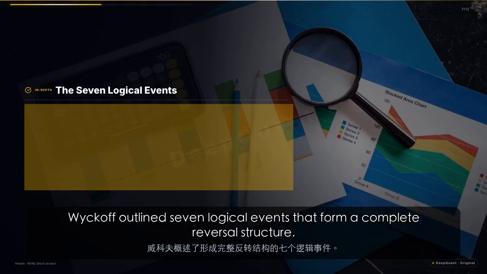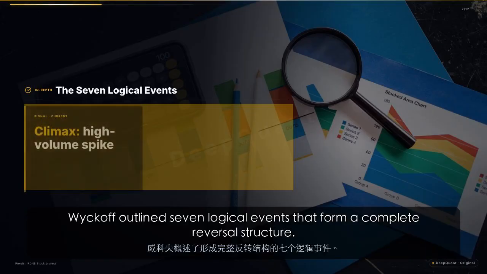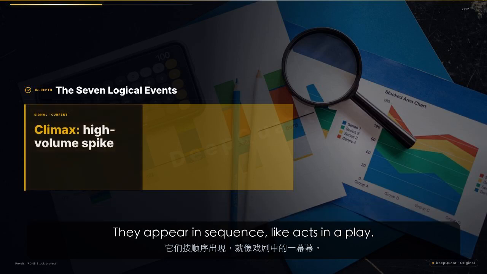Wyckoff outlines 7 logical events that form a complete reversal structure. They appear in sequence, like acts in a play.